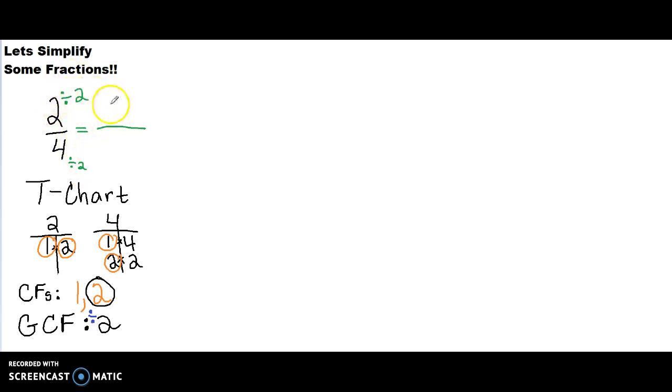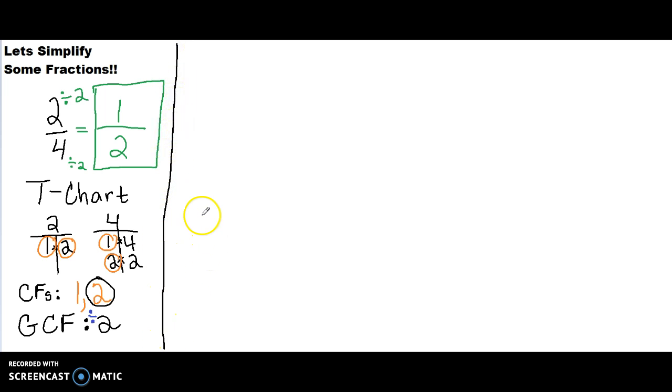So 2 divided by 2 is 1, and 4 divided by 2 is 2. So I have found my simplified answer. I hope that you have found the same also. And I'm going to draw a line here. I want to do another problem.